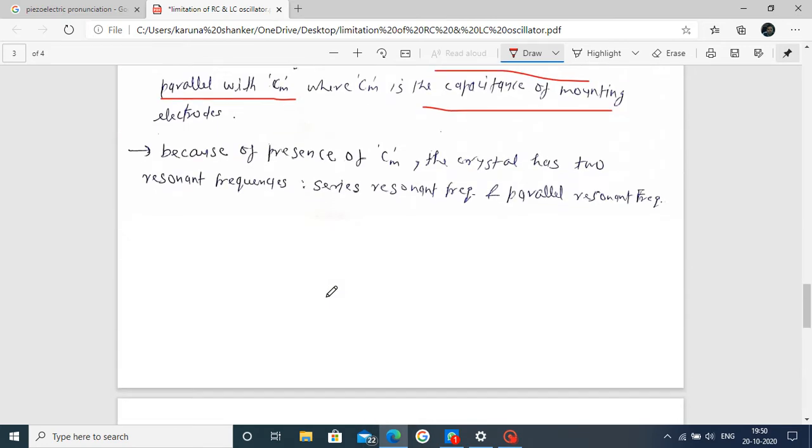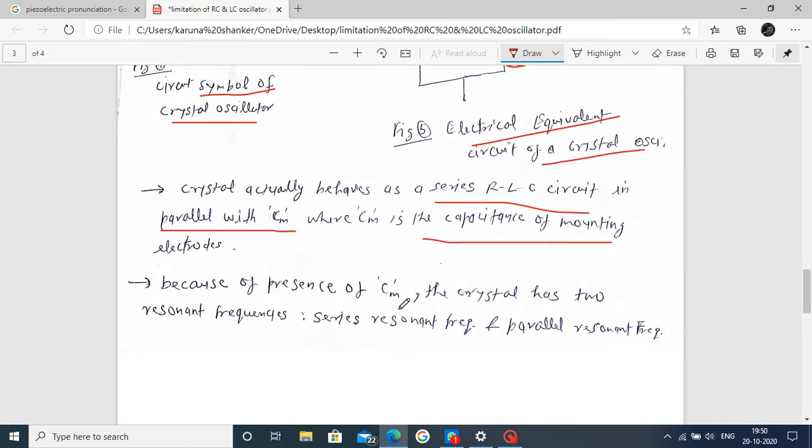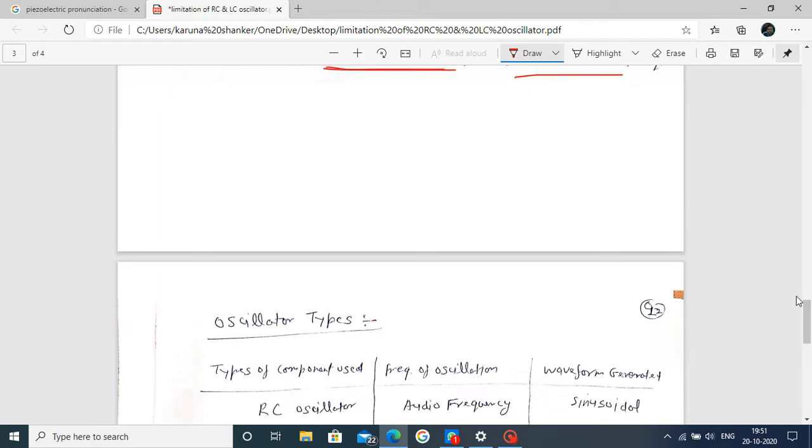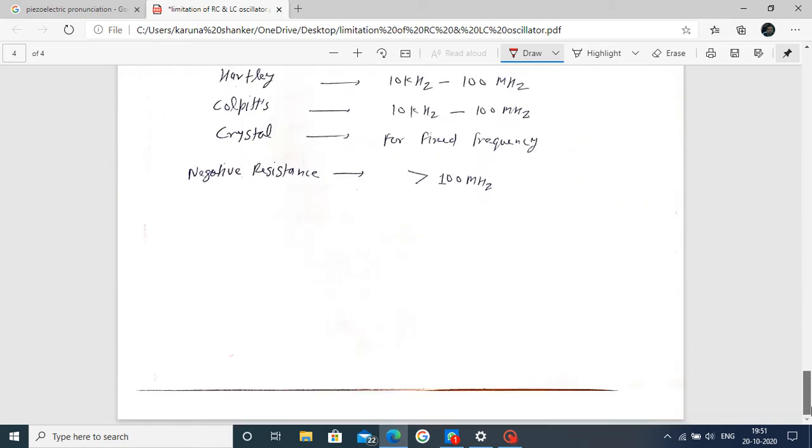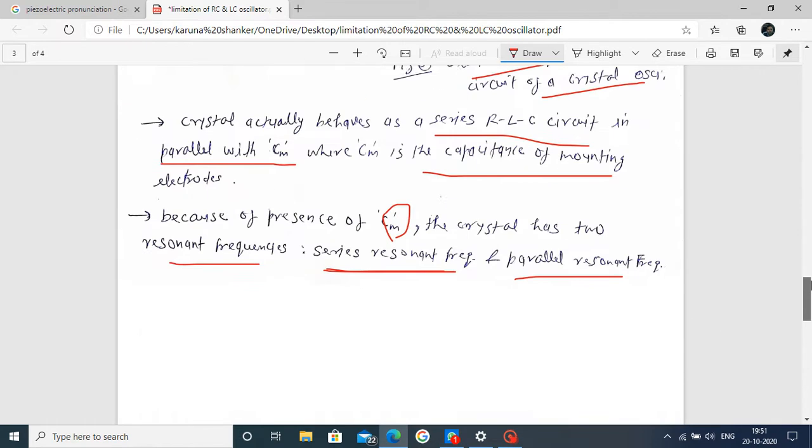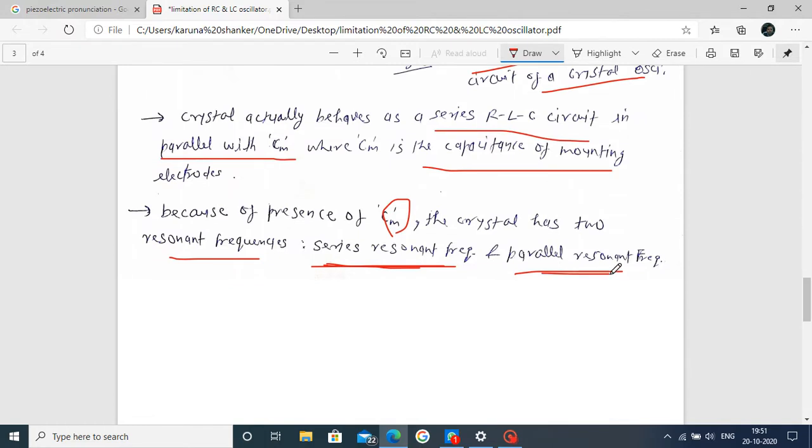Because of the presence of this mounting capacitance CM, the crystal has two resonant frequencies: the series resonance frequency and the parallel resonance frequency. Due to the mounting capacitance, the circuit behaves as a series resonance circuit and also as a parallel resonance circuit. The series and parallel resonance frequencies will be studied in the next lecture.